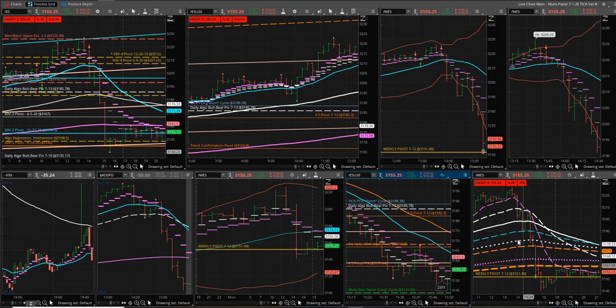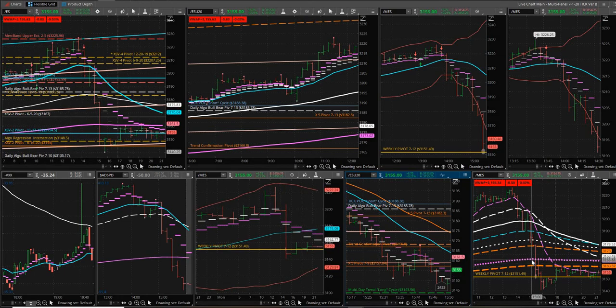So after the white ones, you have the cyan one, and then you have these two orange ones, and you have the purple one. You don't have to know what these oscillator numbers are.